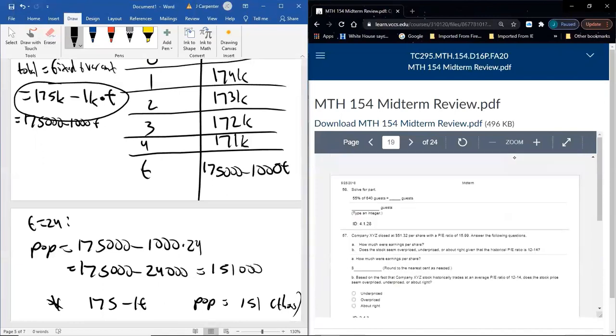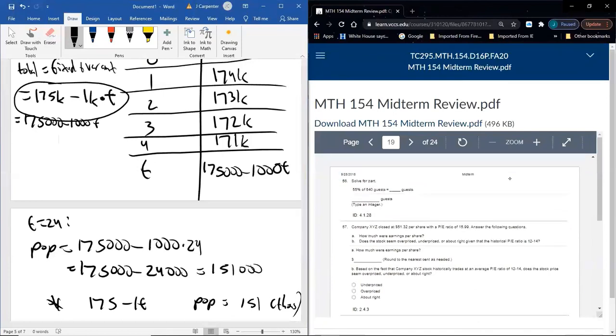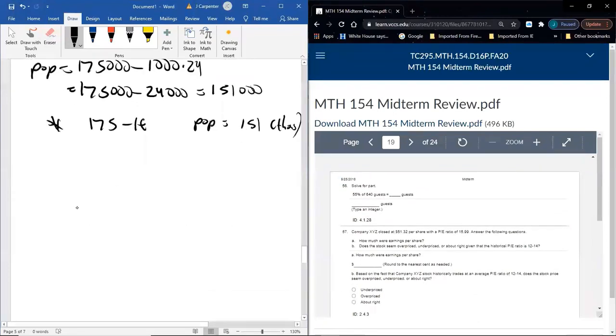All right. And let's finish this with 56. 55% of 640 guests is what? That's what they're asking. So this is not a total change, percent change problem, even though you see percentages. This is not an old times growth factor equals new, because they're not talking about an old and a new scenario here. Context is important.